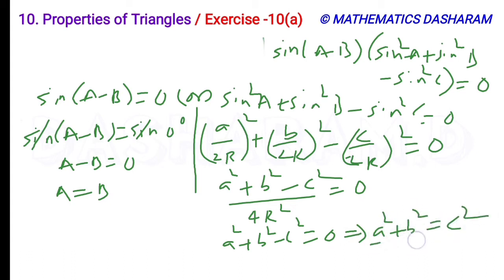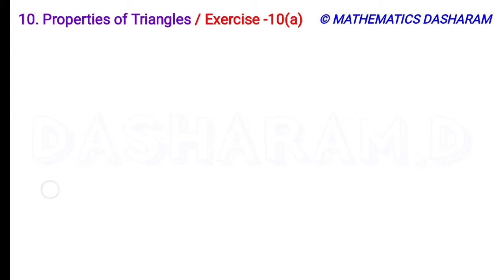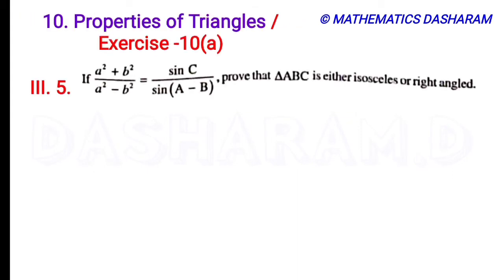What is the meaning of a, b, c? Three sides of a triangle. So one side's square is equal to the sum of the squares of the other two sides. It will happen only in the Pythagoras theorem. So Pythagoras theorem means definitely the triangle is a right angle triangle. So here two angles are equal, so isosceles. Here Pythagoras theorem is satisfied, so it is a right angle triangle. So hence proved.